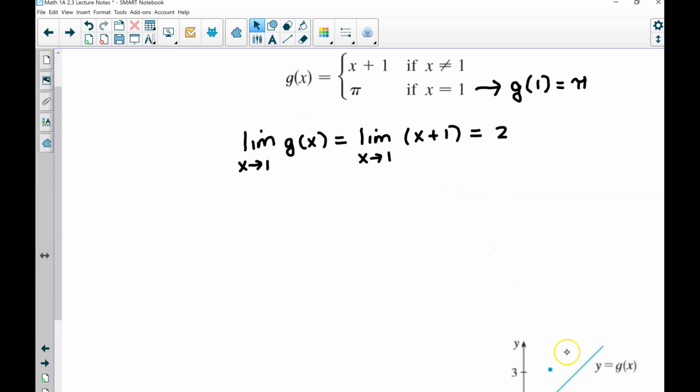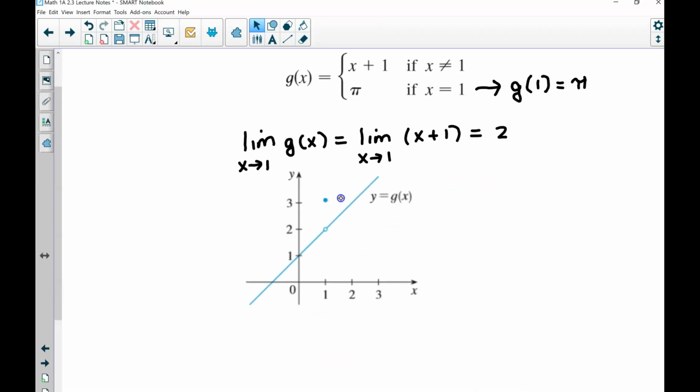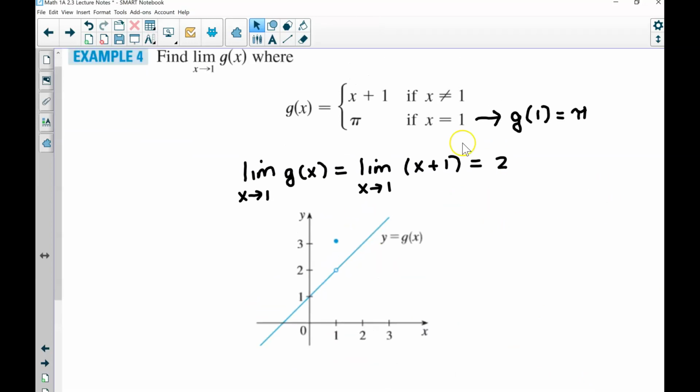So let's take a look at the graph. Here is our graph. We first graph x plus 1 if x does not equal 1. So again, we have our line where the hole is there. And then we also plot the point g of 1 equals pi. So that means 1 and then pi, which is about 3.14. Now this point is irrelevant because we're looking again at the limit of that function. So the values of the functions in both of these examples are identical except when x is equal to 1. So they have the same limit as x approaches 1.